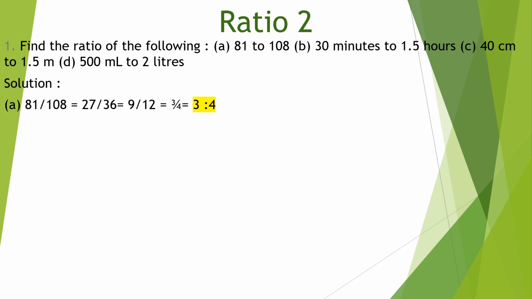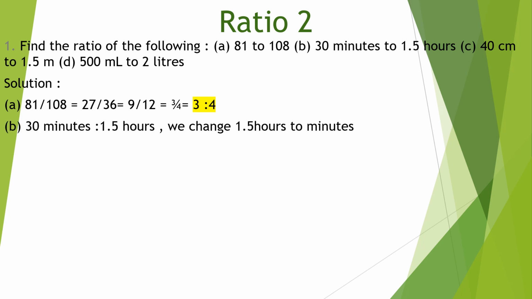Ratio 81 is to 108. When we cancel by 3, we get 27 by 36. Again cancelling by 3, we get 9 by 12. And again cancelling by 3, we get 3 by 4. So the ratio is 3 is to 4.